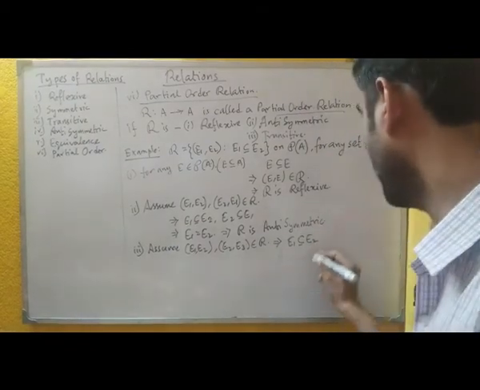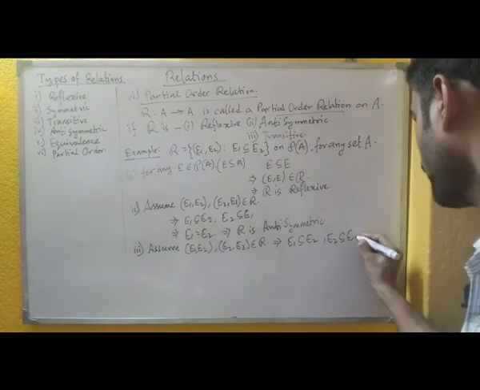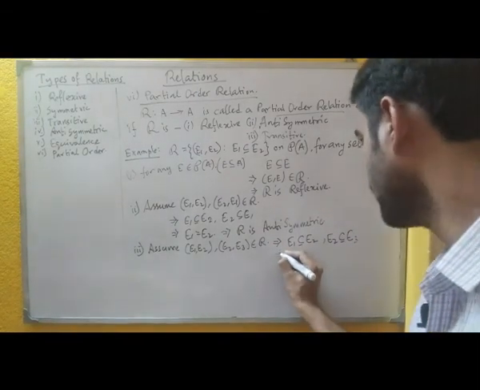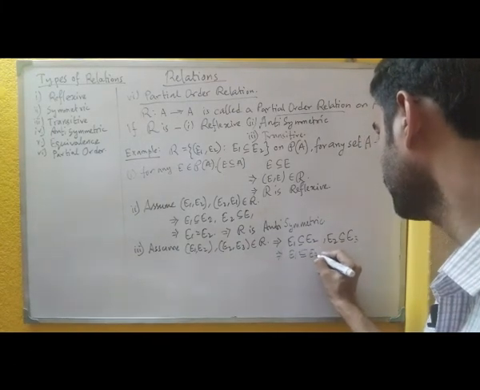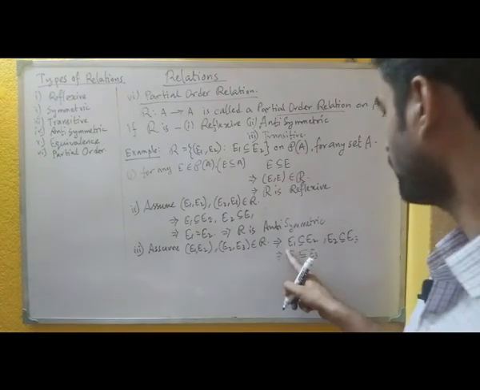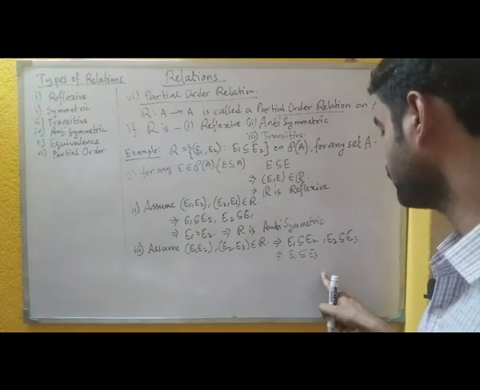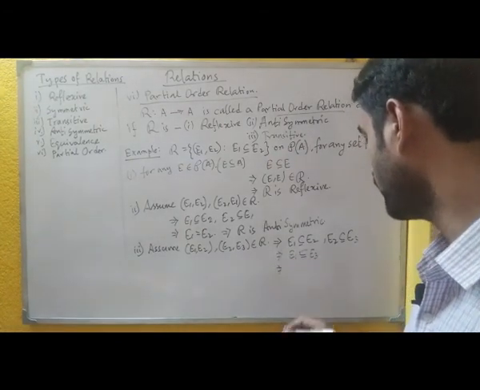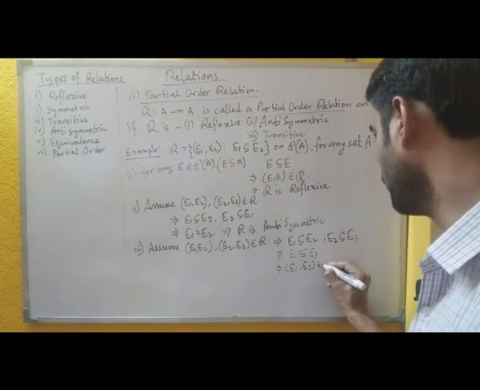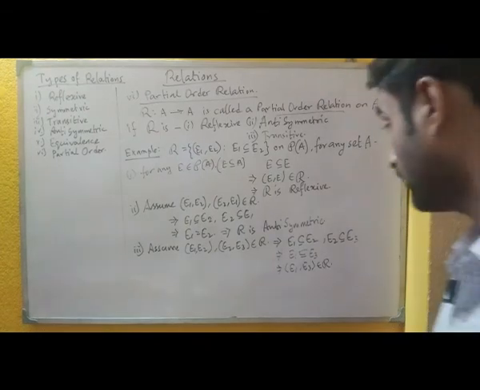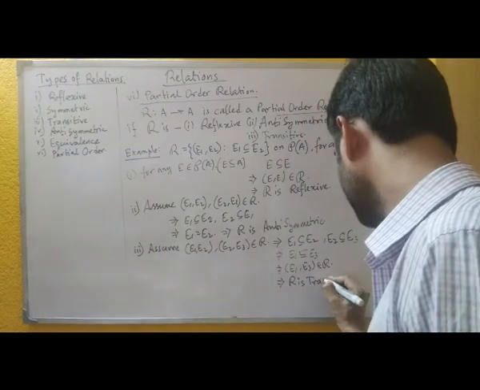E1 is a subset of E2 and also E2 is a subset of E3. This together says that E1 is a subset of E3, because E1 is the smaller one and E3 is the largest one. So E1 will be contained in E3. So from here we can say that the ordered pair (E1, E3) will belong to the relation R, and so we can conclude that R is transitive.